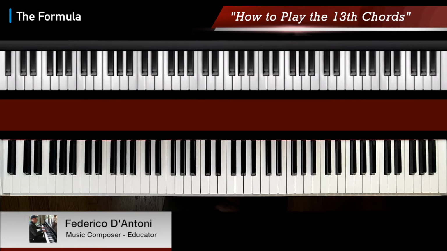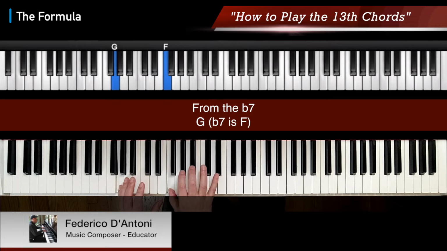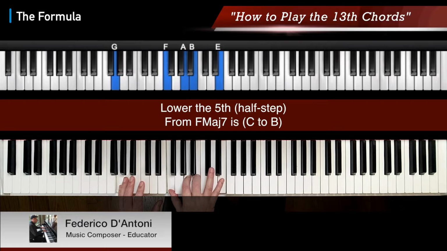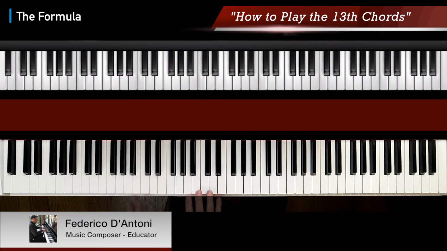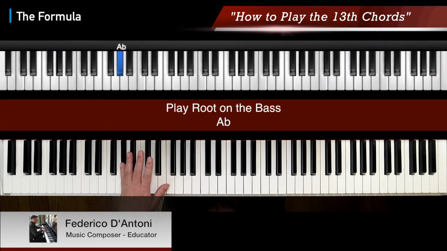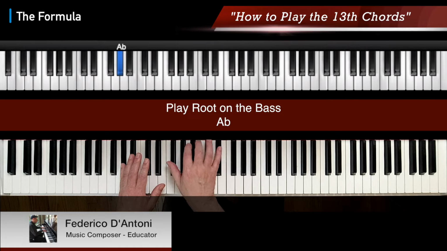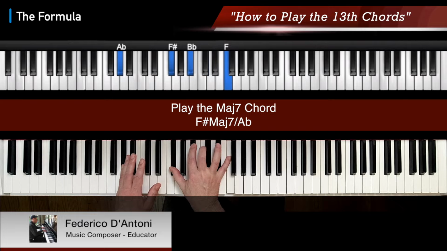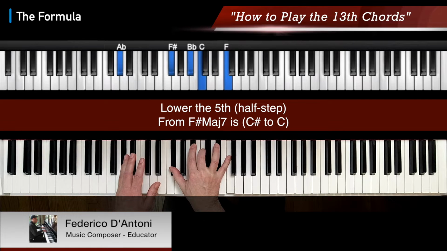Now, with this trick, we can formulate the chord from any note. Let's say G13. We play G with the left hand. The flat 7 is F. So we play F major 7. We lower the fifth a half step, and we get G13. Let's say A flat 13. We play A flat with the left hand. The flat 7 is F sharp. So we play F sharp major 7. We lower the fifth a half step, and we get A flat 13.